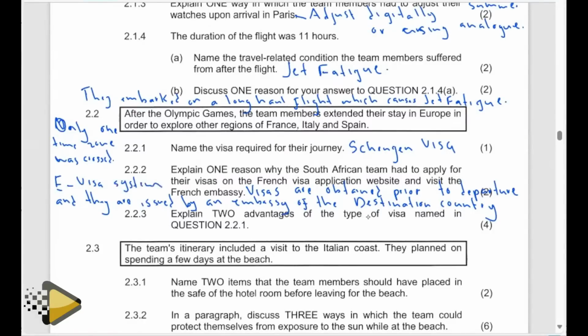The e-visa system can also allow this to be done on a visa application website. So these are some of the reasons why they had to apply for their visas on the French visa application website and visit the French embassy. Then visiting the French embassy is to actually get the stamp or the sticker, which allows you to be in the Schengen area or in the European Union area.